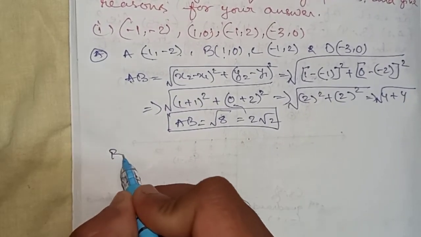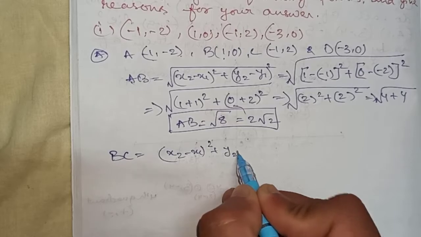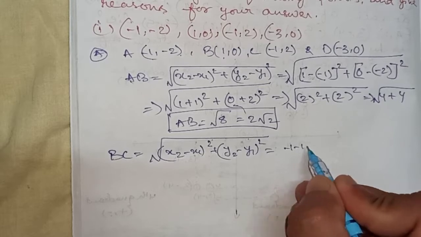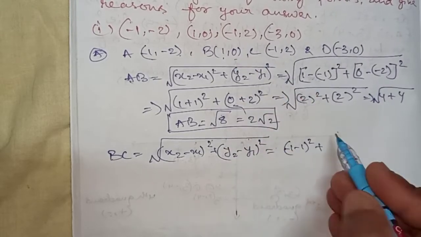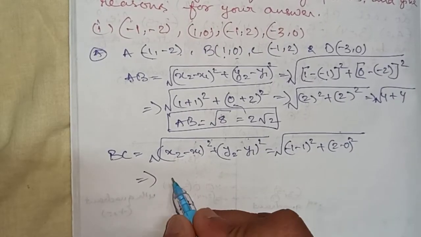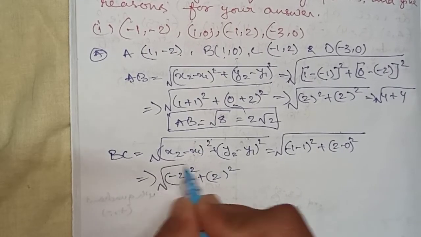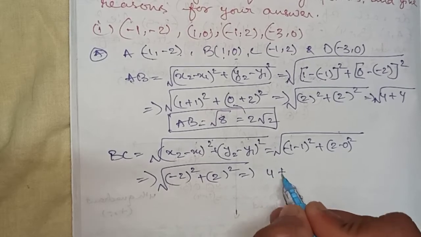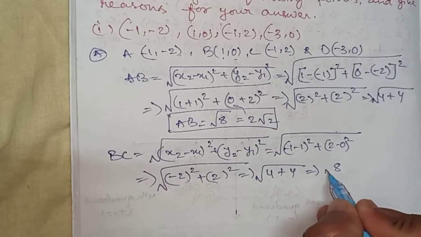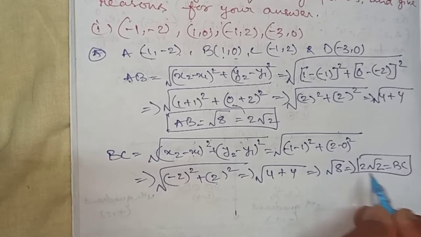Now the length of BC. Square root of (x2 minus x1) whole square plus (y2 minus y1) whole square. Minus 1 minus 1 whole square plus 2 minus 0 whole square. Minus 1 minus 1 is minus 2, and 2 minus 0 is 2. Minus 2 square is 4, 2 square is 4 again. 4 plus 4 is 8, root 8, that means 2 root 2. So BC is 2 root 2.